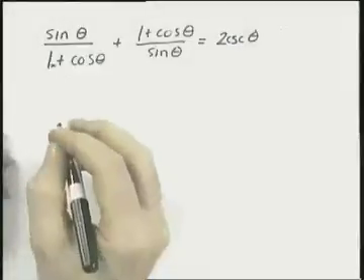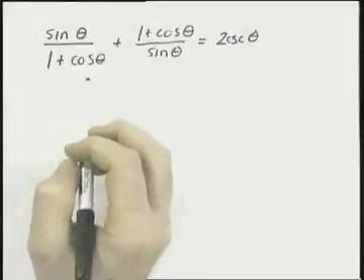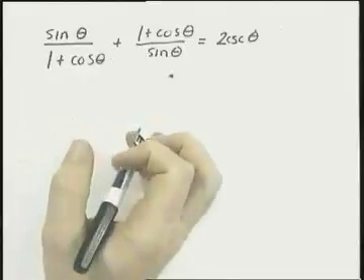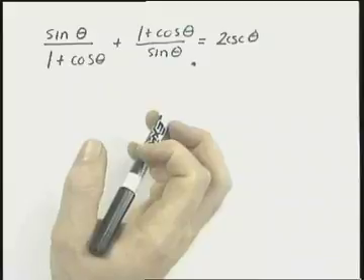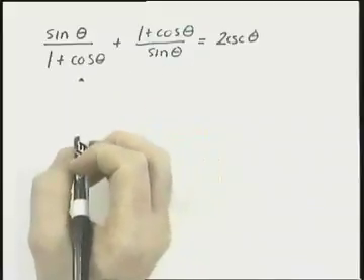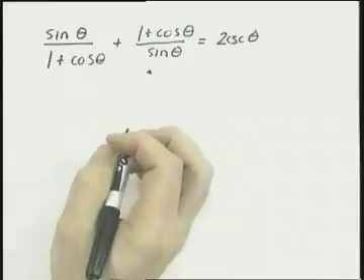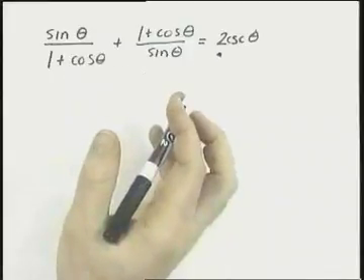In this identity, we have sine of theta over 1 plus cosine of theta plus 1 plus cosine of theta over sine of theta equals 2 cosecant of theta. Clearly, the expression on the left is the more complicated, and so we're going to try and simplify this side so that it equals the right-hand side.